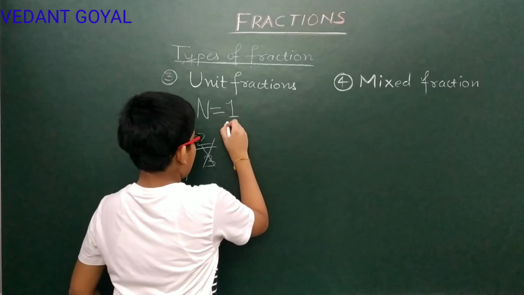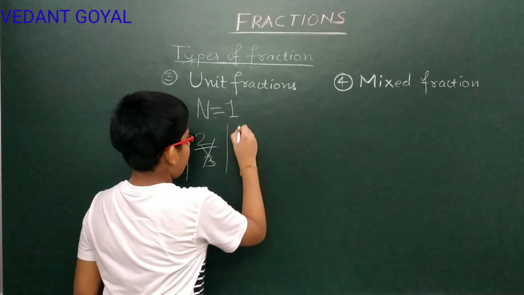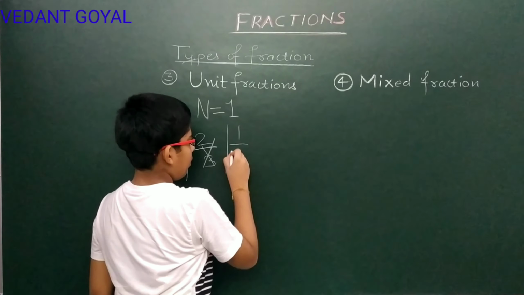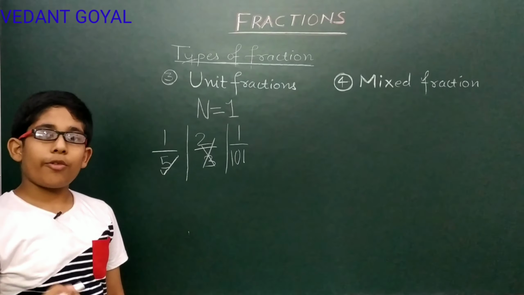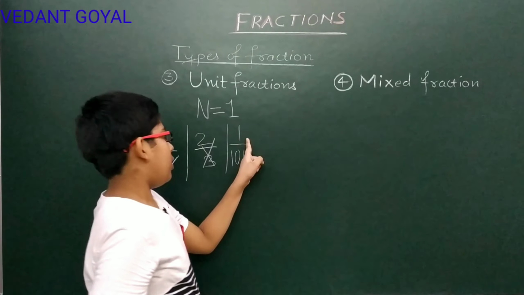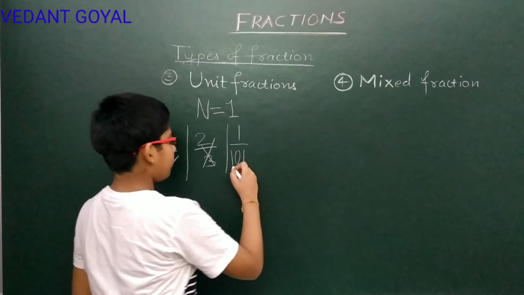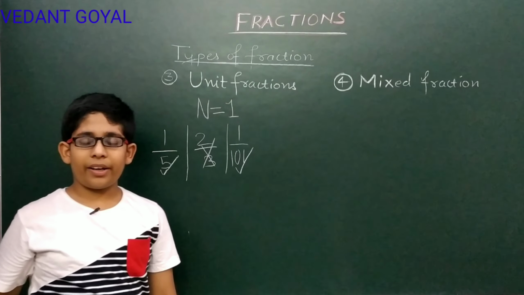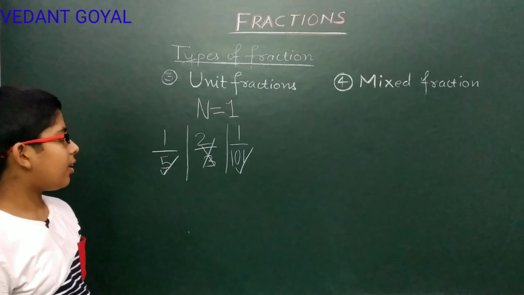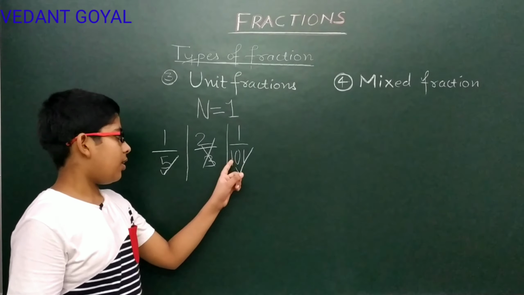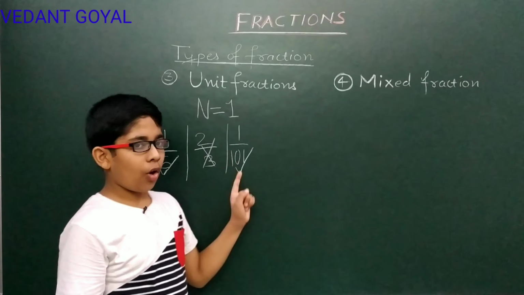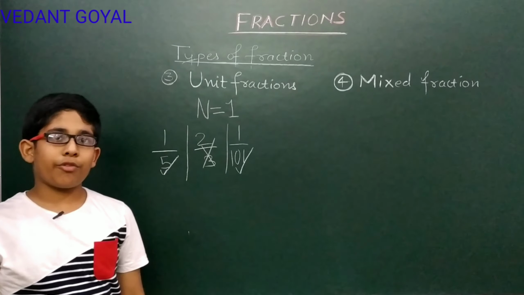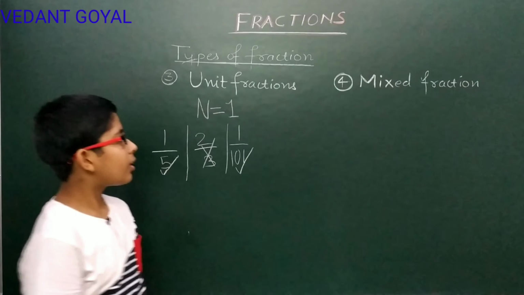Now let's take another example. 1 by 101. Yes, it is a unit fraction as the numerator is 1. It doesn't matter how much greater or less the denominator is, but the numerator should be only 1. Then it will be a unit fraction.